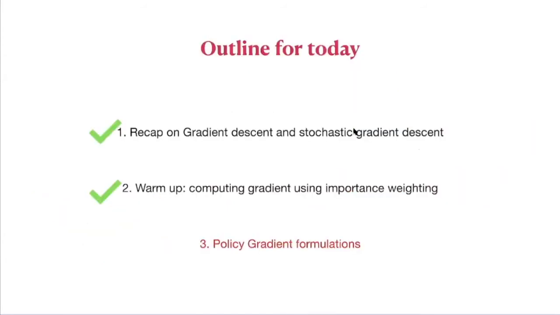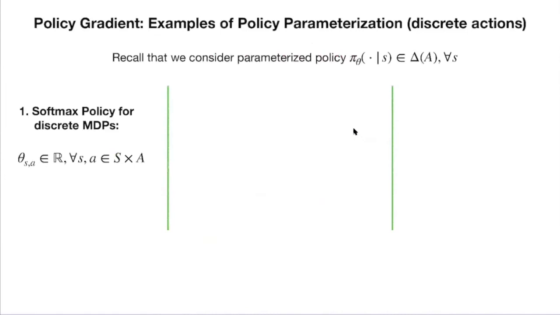All right, so let's go to policy gradient. Before we jump into policy gradient, let's see what common parameterizations we will use for parameterized policies. The simplest is the softmax parameterization for a discrete, or tabular, Markov decision process. For each state-action pair, I design a scalar parameter, and I design my stochastic policy as this softmax.